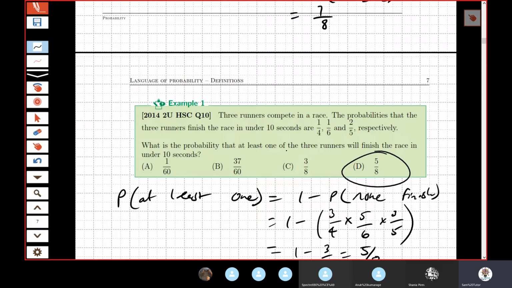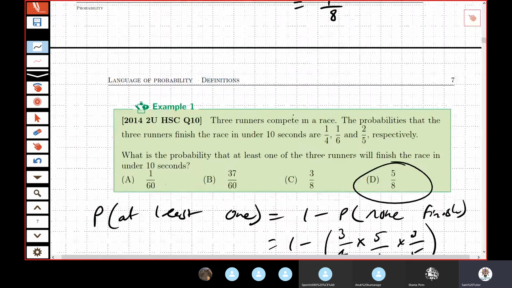Let's have a look at a question like this. 3 runners compete in a race. The probabilities that the 3 runners finish the race in under 10 seconds are a quarter, a sixth, and 2/5 respectively. What is the probability that at least one of the 3 runners will finish the race in under 10 seconds? And again, just so you guys get used to this, this is the HSC question, as always question 10 of the multiple choice, which means it is the state ranking multiple choice question. So this is the hardest one they could have thought of. Let's have a read of it one more time to understand what's happening.